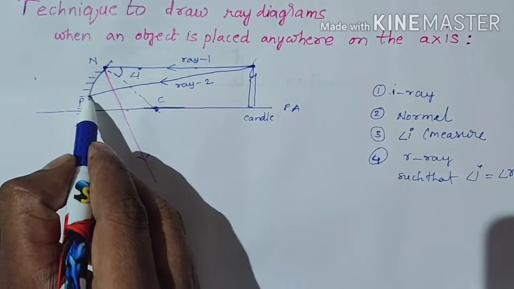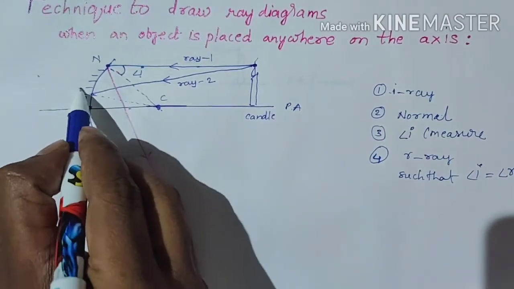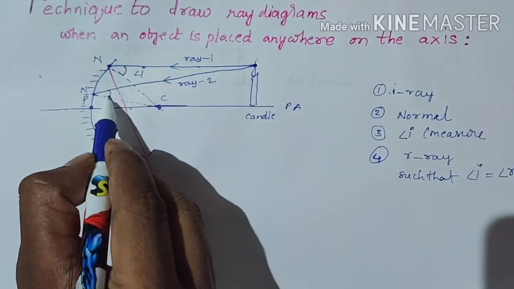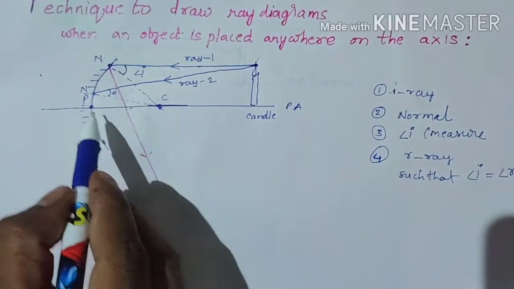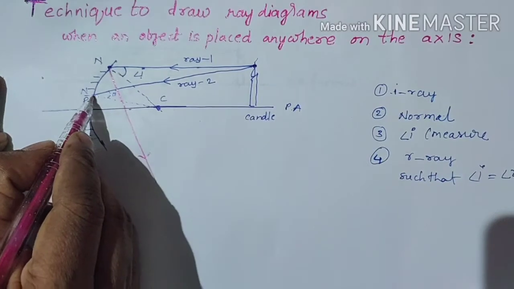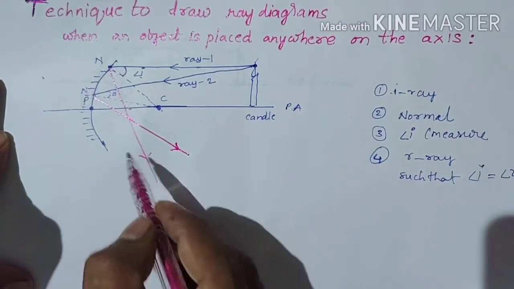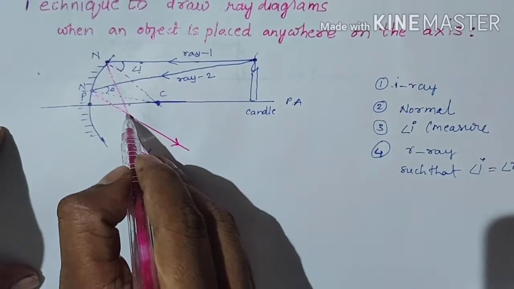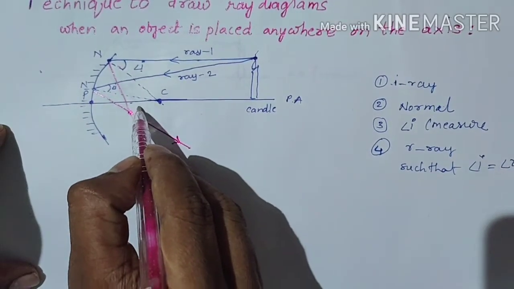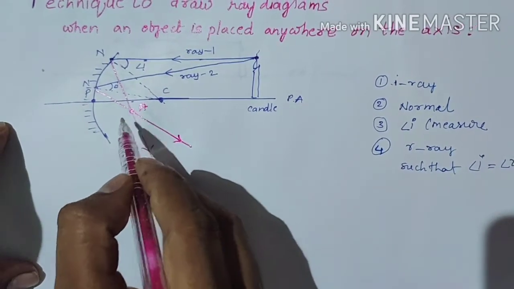Here I am applying the same thing for the second ray. So the incident ray is drawn. Now we have to draw the normal. This is the normal. After that we have to measure the angle of incidence. Then I have to draw the reflected ray by making an equal angle. So this is the second reflected ray. These two reflected rays meet at this point. This point is called the point of intersection.